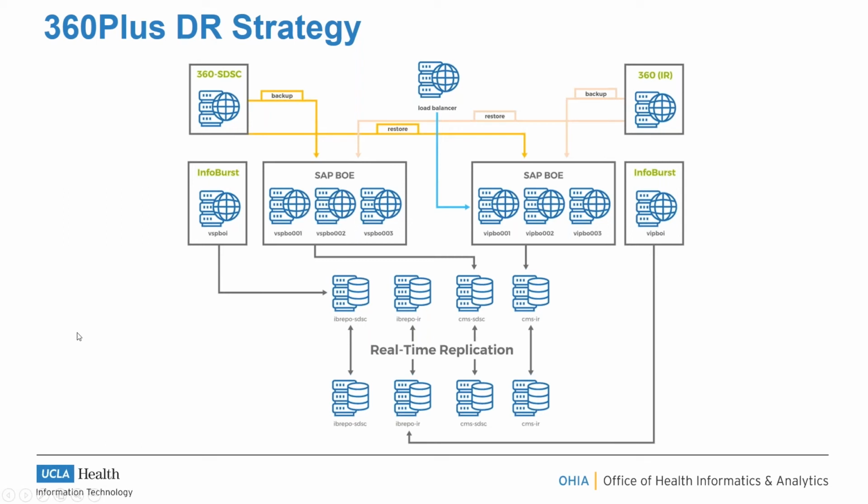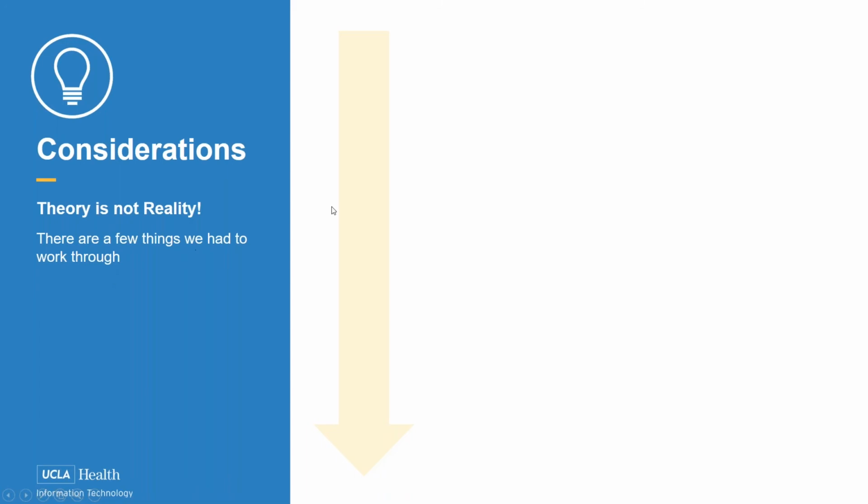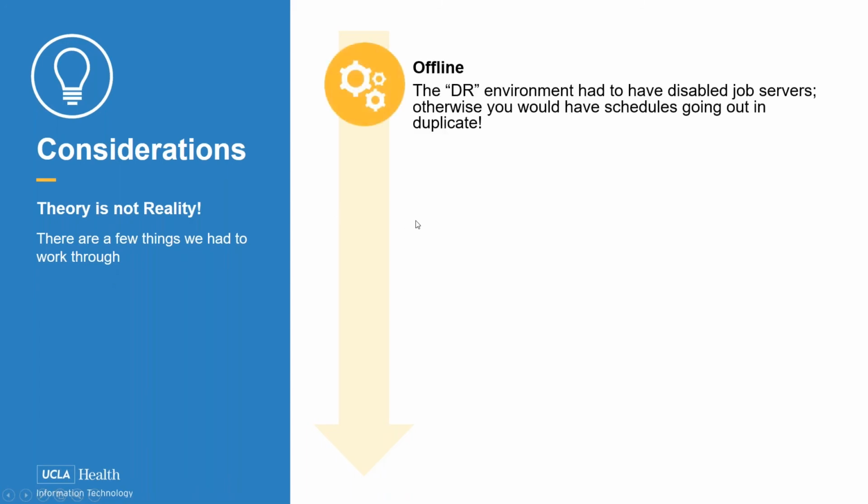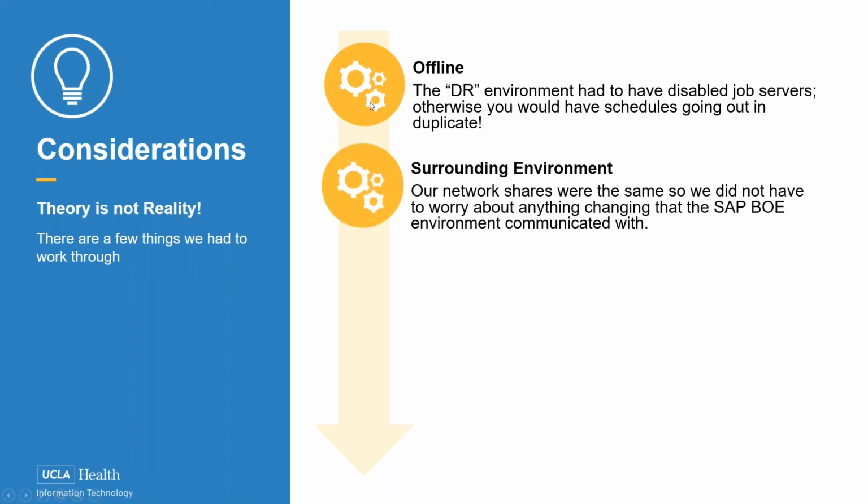Okay, with that, let me just jump over to considerations, and I'm going to blow through these real quickly. First of all, just realize that your offline SAP environment has to be offline. And what I want to draw attention to is that the job servers need to be turned off. The reason is, otherwise you'll be sending out schedules in duplicate because both environments will be up and running, and obviously you don't want that. So that's just kind of a call out.